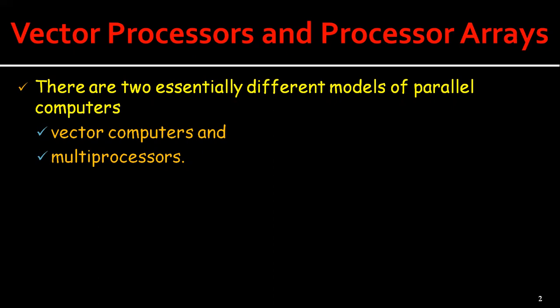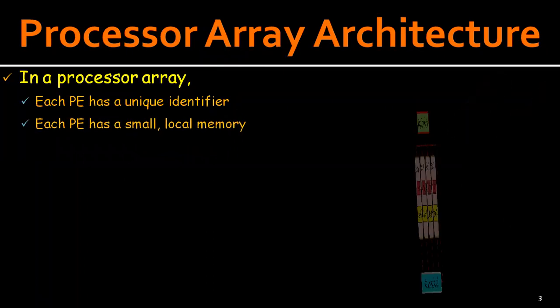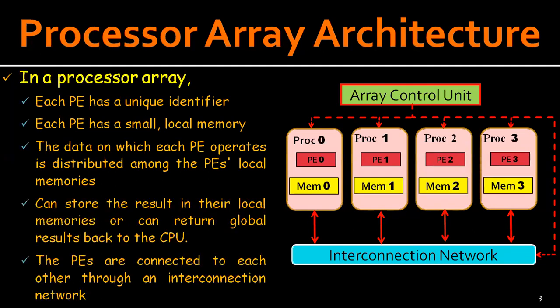Now let us see the processor array architecture. In a processor array, each processing element has a unique identifier, a processor ID, which can be used during the computation. Each PE has a small local memory in which its own private data can be stored. The data on which each PE operates is distributed among the PEs' local memories at the start of computation from the main memory.